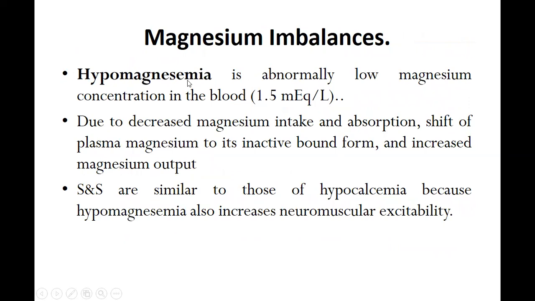So we have hypomagnesemia. Hypomagnesemia is abnormally low magnesium concentration in the blood. Okay, 1.5 milliequivalents or less. Now, decreased magnesium intake or absorption, shift of plasma magnesium to its inactive bound form, and increased magnesium output are factors that can lead to a decrease in the level of magnesium in the body. The signs and symptoms are similar to those that will present if a patient has hypocalcemia, because hypomagnesemia also increases neuromuscular excitability.